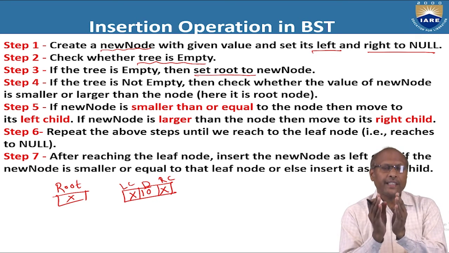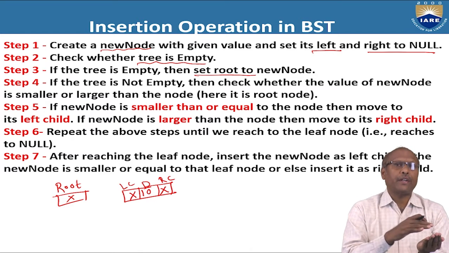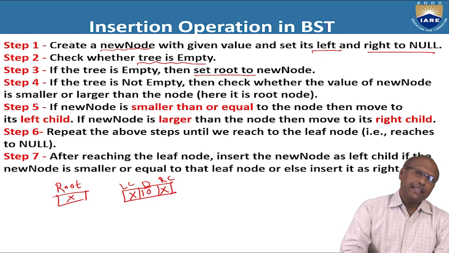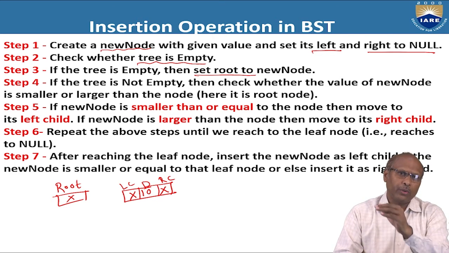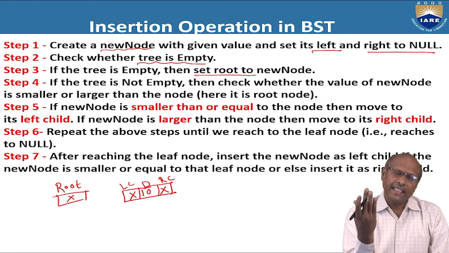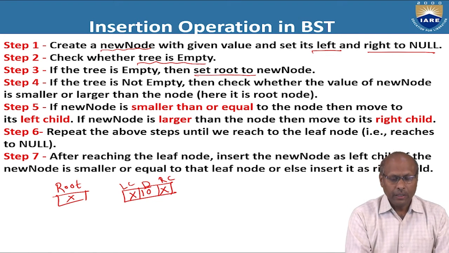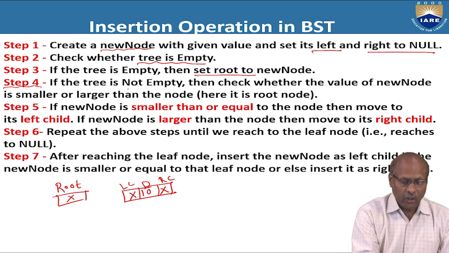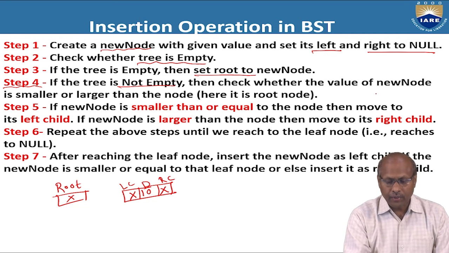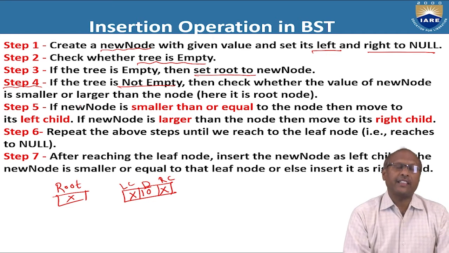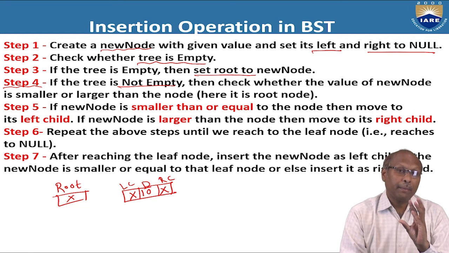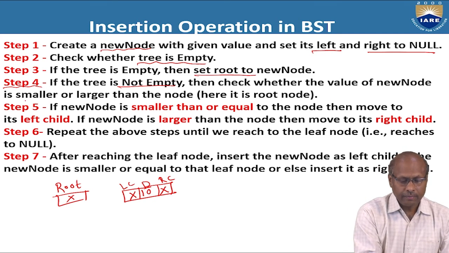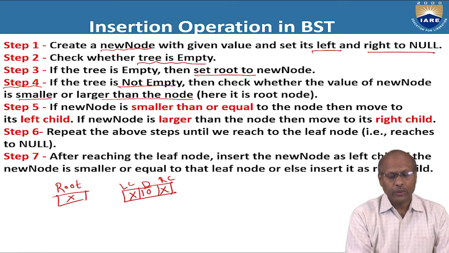Otherwise, if some nodes are already there, what will happen? You have to decide whether this node will be either left of the root or right of the root. That depends on the value. I told you already, if the new node's data is less than the parent node, then go left side. If the data is greater than the parent node, go right side. That is the policy. So in step 4, if the tree is not empty, then check whether the value of the new node is smaller or larger.